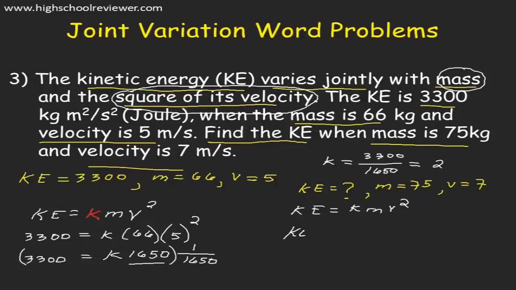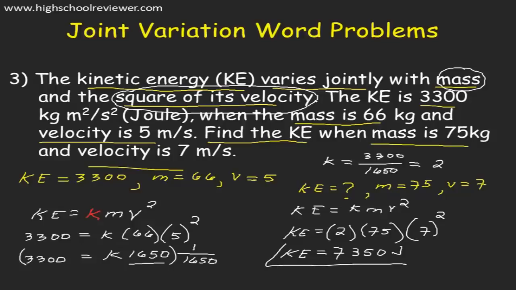So KE will be equal to, the value for K is 2, and multiply this by M, which is 75. And our V is 7, but that is raised to the power of 2. So KE now will be equal to 2 times 75 times 7 raised to the power of 2, and that will give us 7,350, and the unit is in joules. So KE equals 7,350 joules is our final answer for problem number 3.